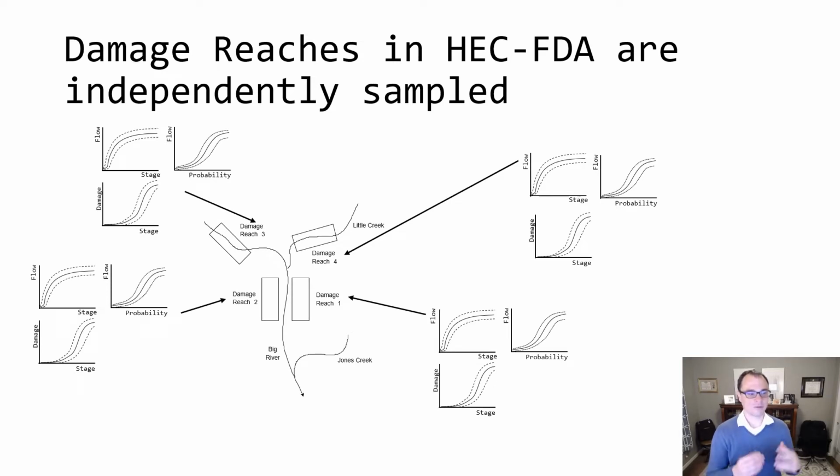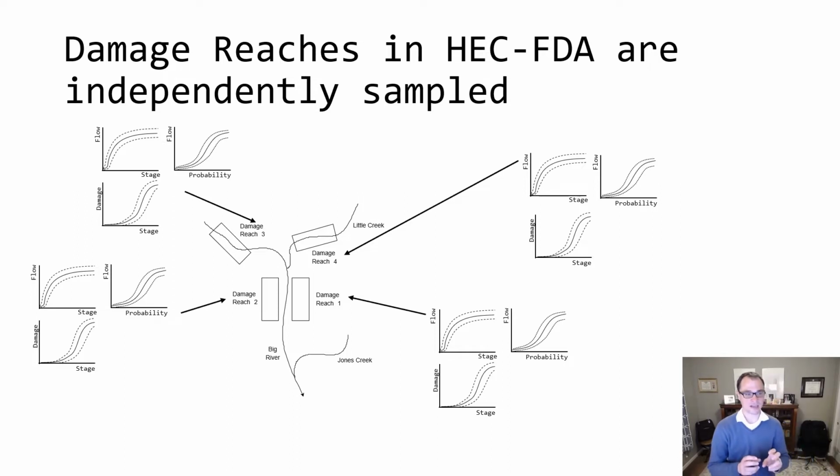Here I have a simplified schematic of an HEC-FDA model. As you can see, there are 4 damage reaches. Each of those damage reaches are modeled with the same basic relationships of flow probability, flow stage, and stage damage. Now, those relationships in the compute of damages are actually going to be sampled independent of one another.